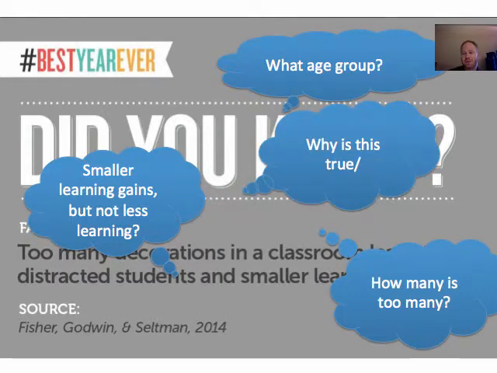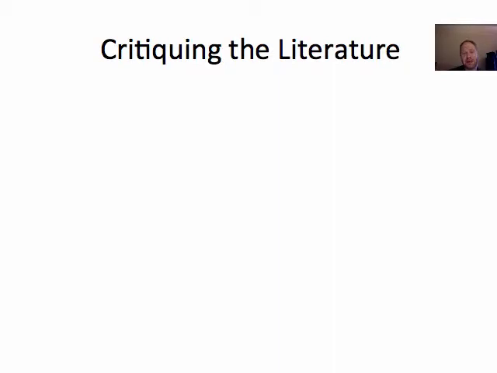Another claim might be, why is this true? Why is having more decorations leading to distracted learning? Or is it possible that having a lot of decorations could actually be more useful if a teacher knows how to use them appropriately? Maybe you can think of your own question to critique the claim about too many decorations in a classroom as being distracting to students and reducing learning. This is what you need to do when you read every research article, is to critique the claims that are made in the introduction and in the conclusion of the article.